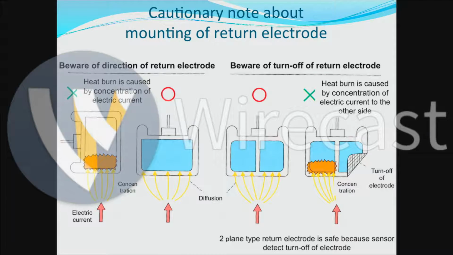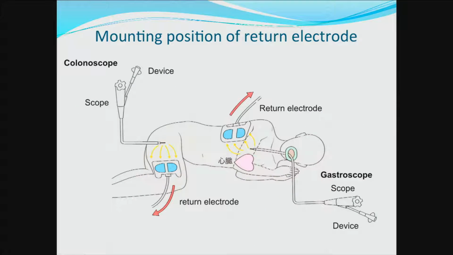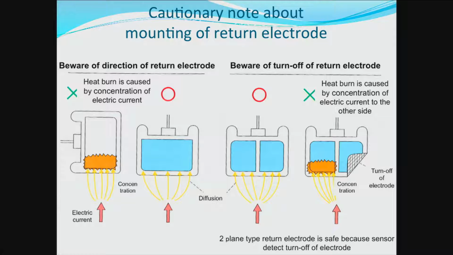It must be at an appropriate distance from the tip of the device. We must be aware of the direction of the return electrode. Heat burn is caused by concentration of electric current. We also must be aware of turn-off of the return electrode. Heat burn is caused by concentration of electric current to the other side. A two-plane type return electrode is safe because a sensor will detect turn-off of the electrode, and it works automatically.